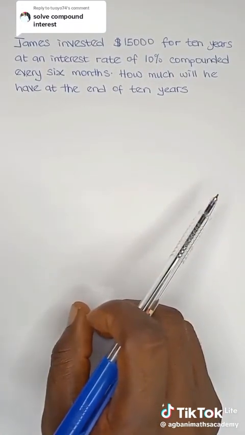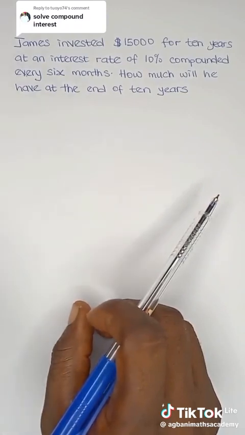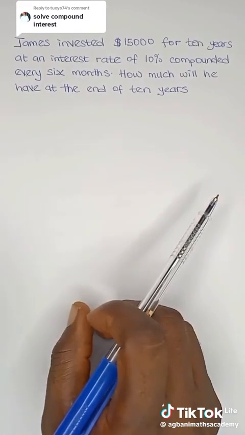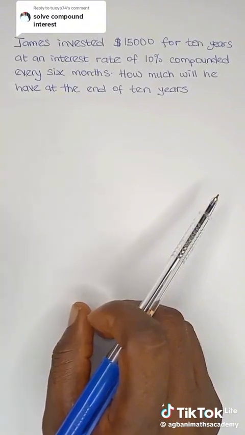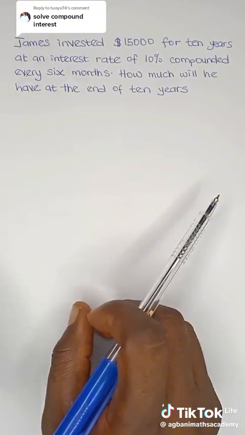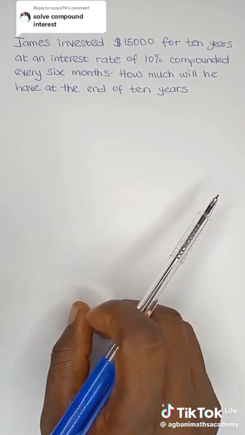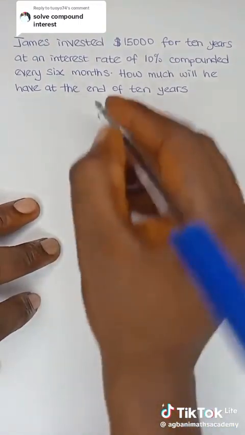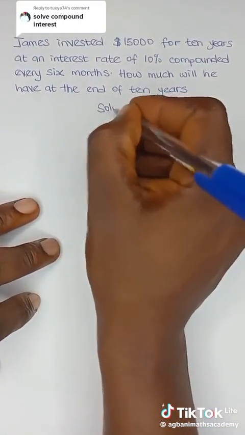James invested $15,000 and we're expected to calculate how much he will have at the end of 10 years if the interest rate is 10% compounded every 6 months. So the first thing we need to know is the formula involved here. Okay, so let's write down the formula.